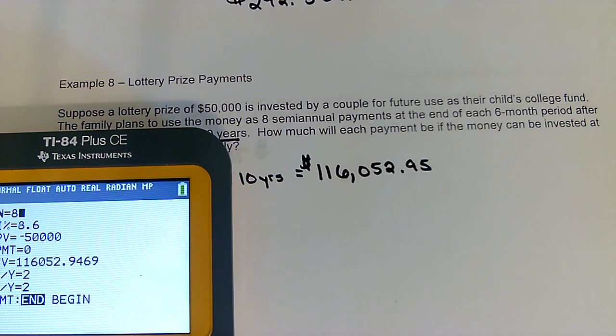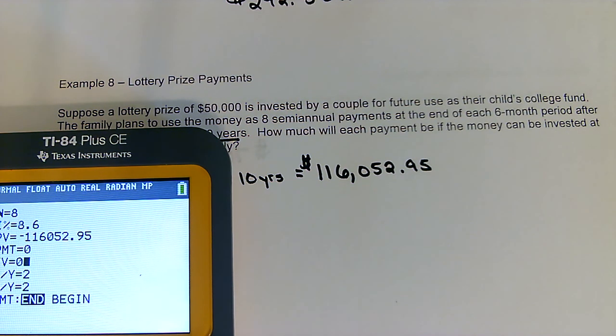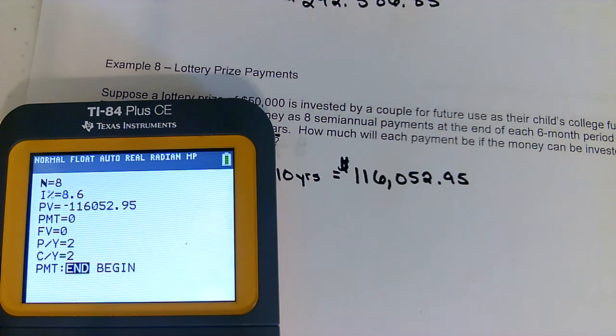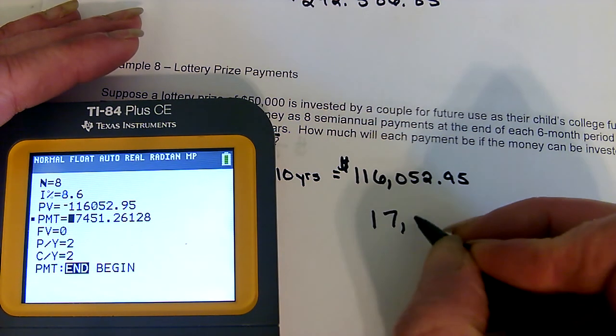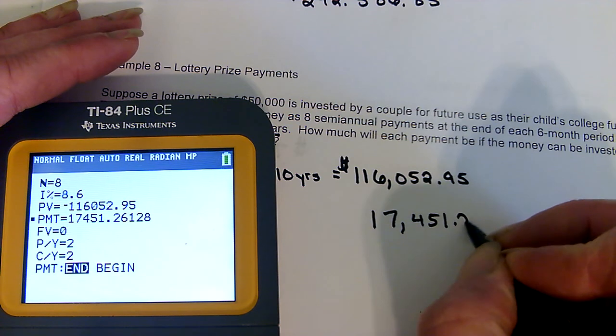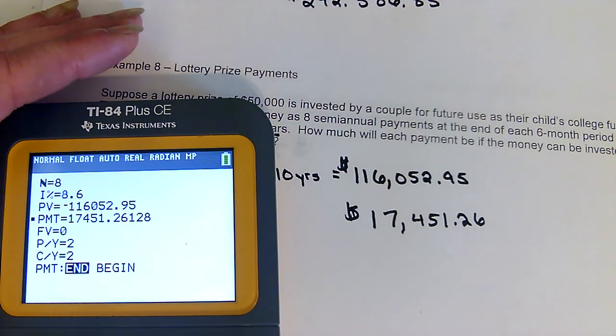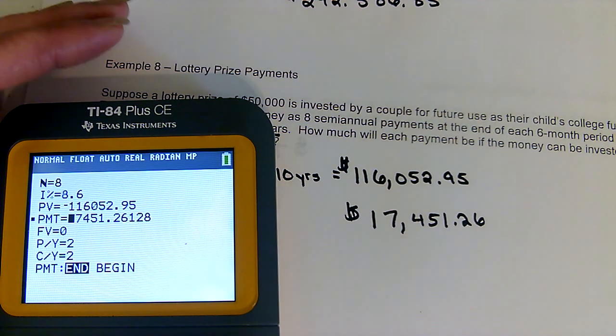Now we want to know the payment that they'll be getting for 8 payments. Okay, so 8 payments with the present value of $116,052.95. We're looking for the payments to use it all up. And so they'll be getting $17,451.26 semi-annually.